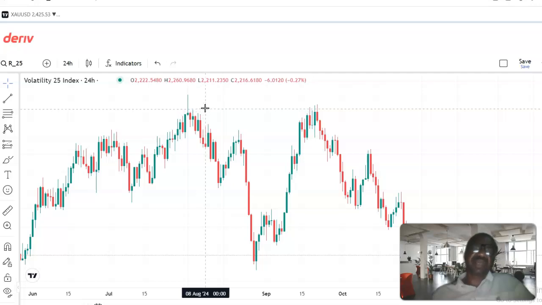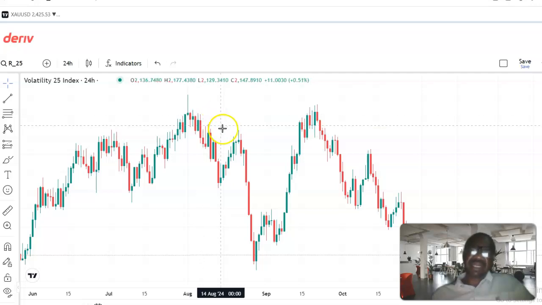So what do you expect? If the bears were able to push price up to this level in a bullish trend, what do you think? Then it means that there must be a pullback or a total, major trend reversal. Okay, trend reversal.